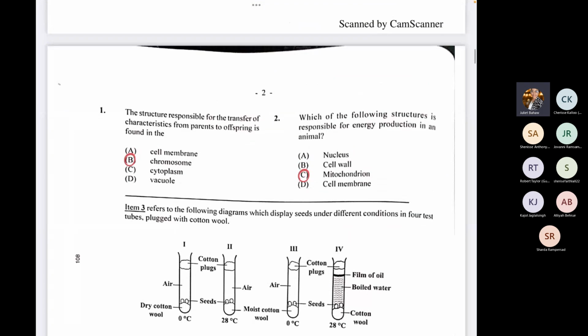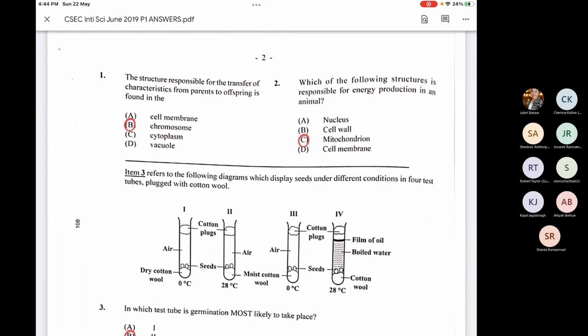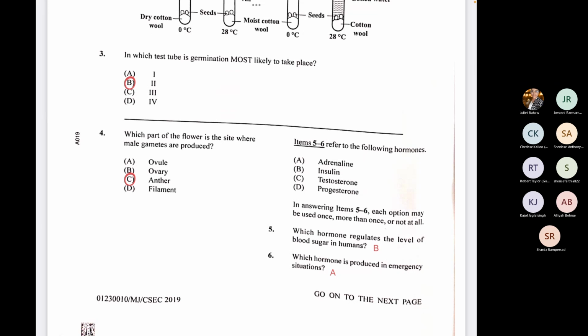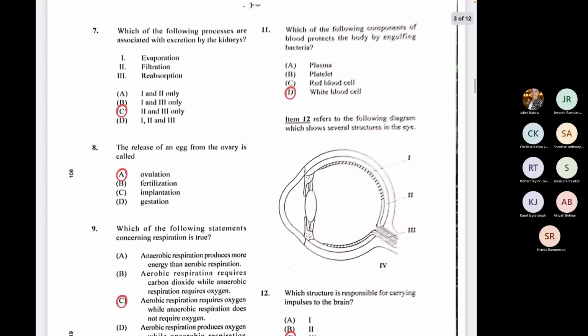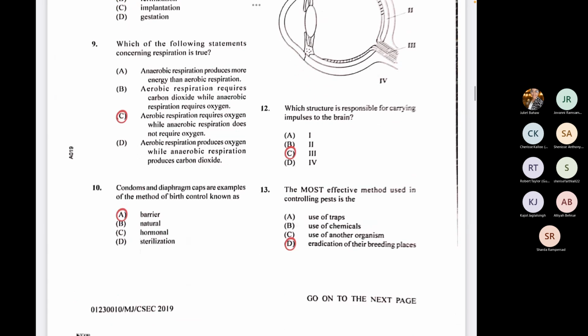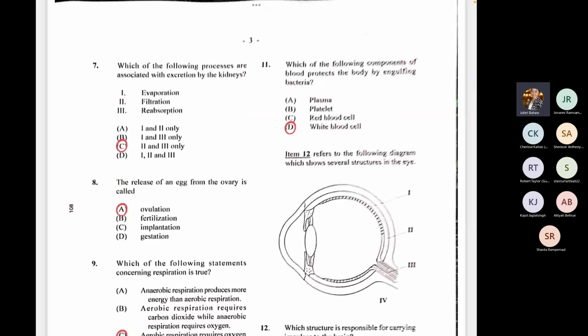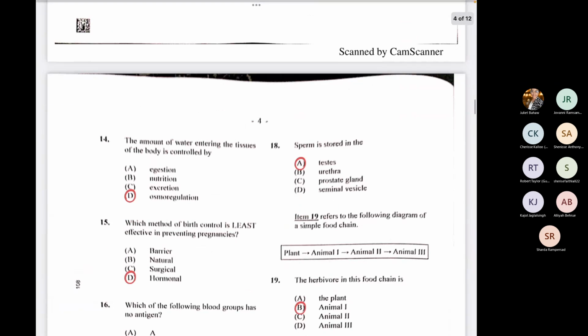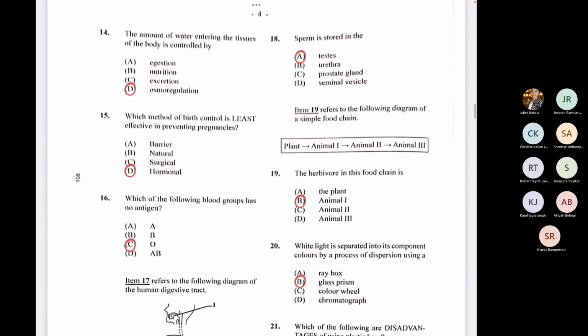Okay, so let's correct number 1. Can you all see the screen? Yes, miss. Number 1 is B. I'll call it out so we can go through it quickly. Number 2, C. Number 3, B. Number 4, C. 5, B. 6, A. 7, C. 8, A. 9, C. 10, A. 11, D. 12, C. 13, D. 14, D. 15, D.